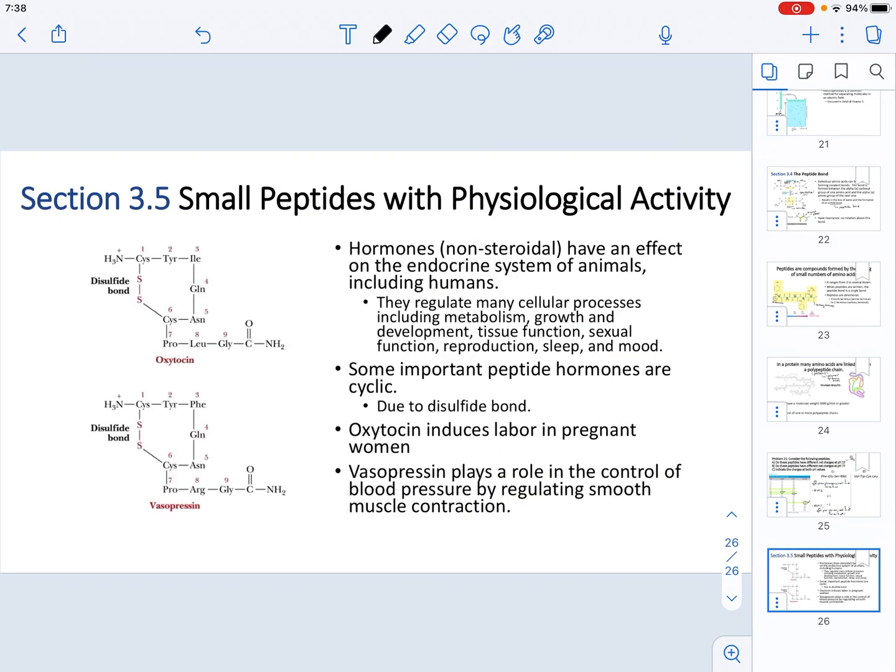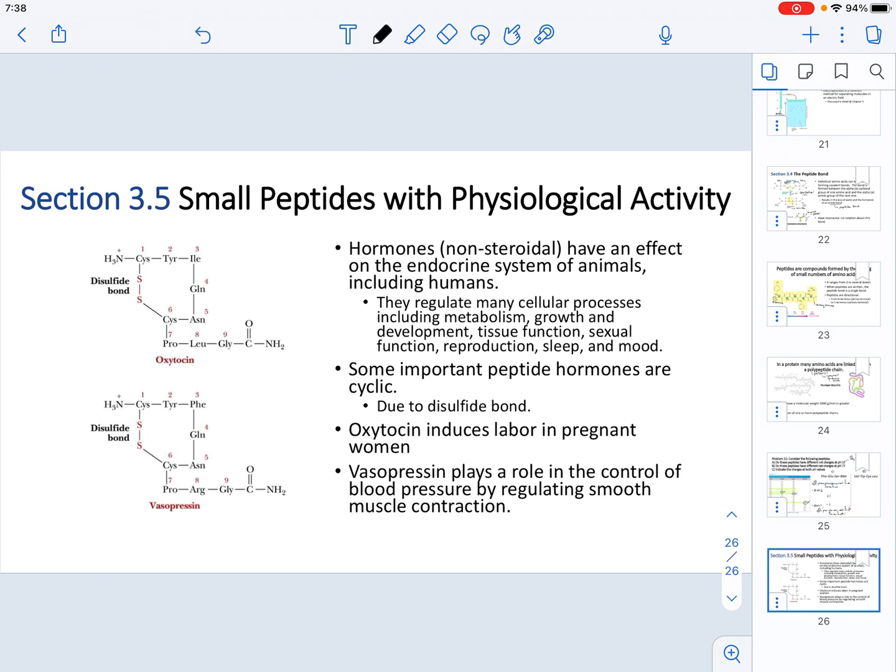The last topic that we're going to mention in chapter 3 is going to be section 3.5, which talks about small peptides that have physiological activity. Understand that hormones, specifically non-steroidal hormones, have an effect on the endocrine system of animals and humans. These small peptides are very useful, and as you can see, they regulate many cellular processes that include metabolism, growth, development, tissue function, sexual function, reproduction, sleep, mood.